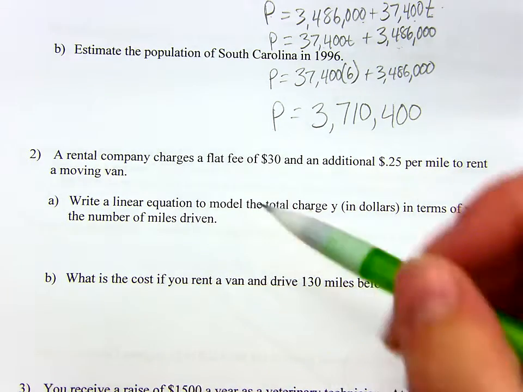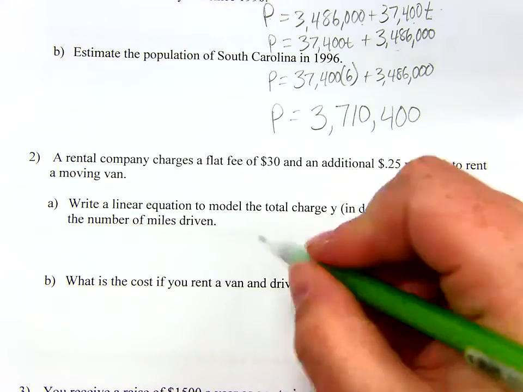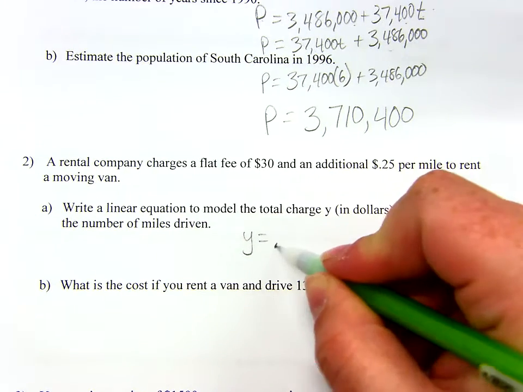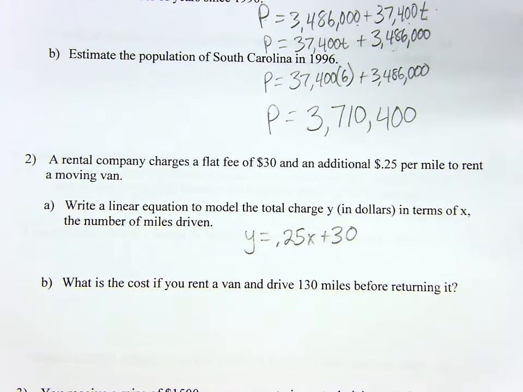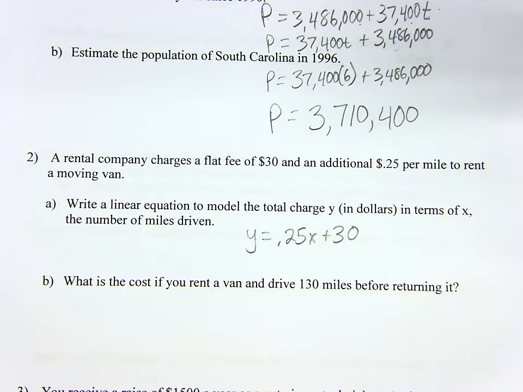Go ahead. What is your linear equation? I said y equals 0.25x plus 30. Perfect. Does everybody know why the x is on the 0.25 and not on the 30?